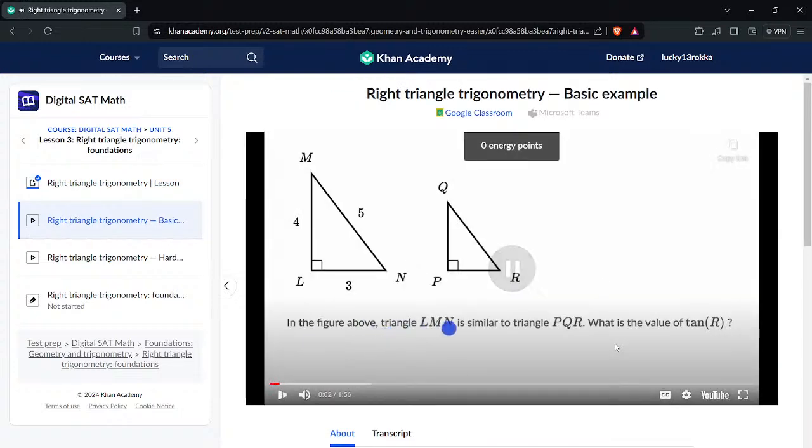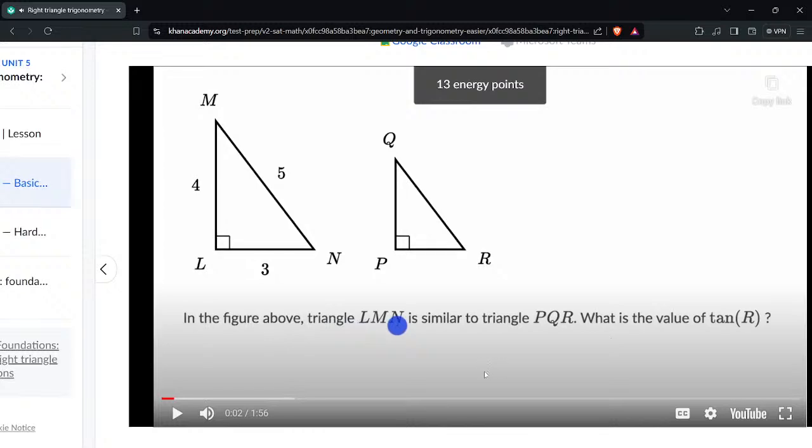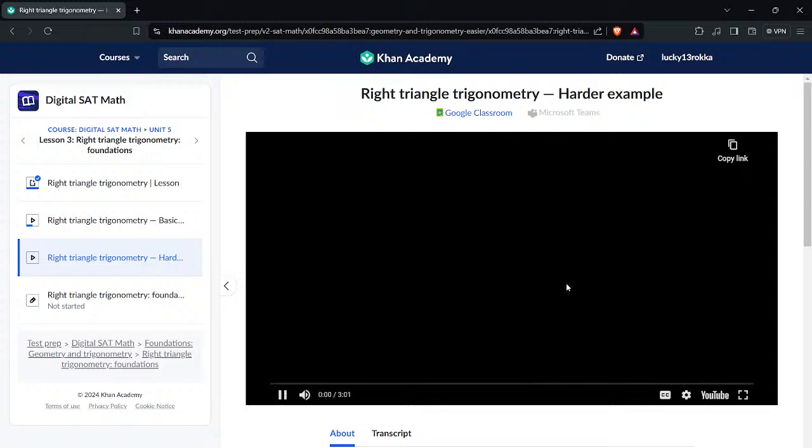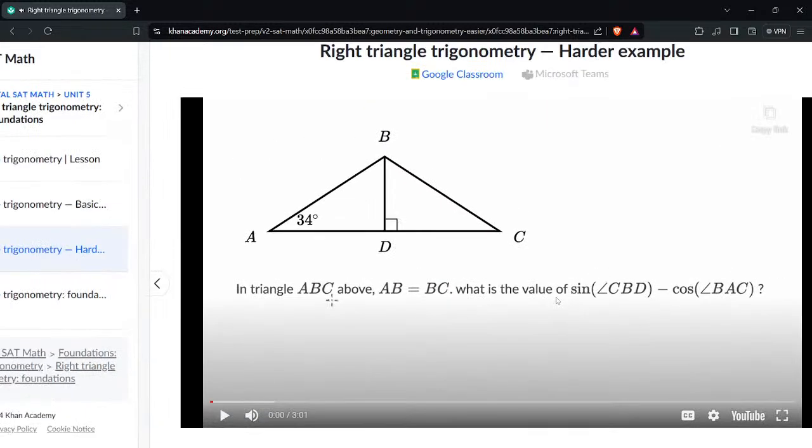In the figure above, triangle LM, tan R is 4 by 3. In triangle ABC, angle ABC above FE is equal to BC. That means it's 34. What's the sine of angle CBD? What's the value of the sine of CBD? Okay, let's find out. So it's 34, 34. That means that angle is.